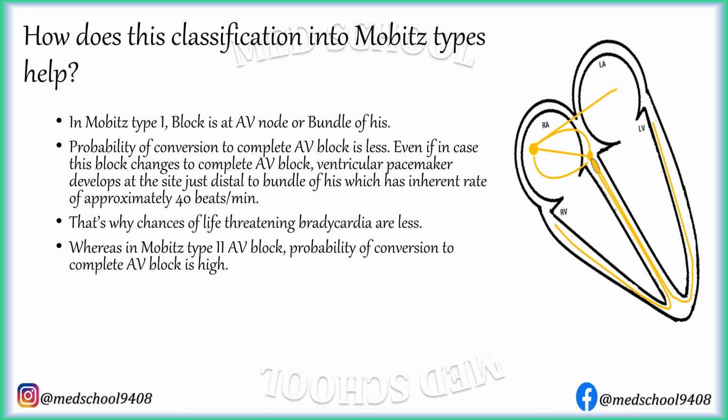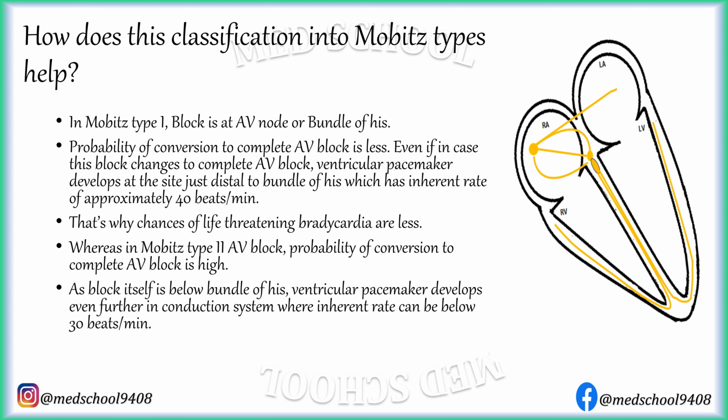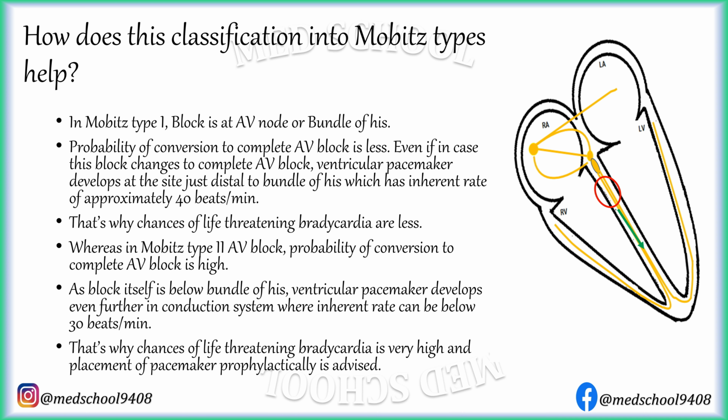Whereas in Mobitz Type 2 AV block, probability of conversion to complete AV block is high. As block itself is below bundle of His, ventricular pacemaker develops even further in conduction system, where inherent rate can be below 30 beats per minute. That's why chances of life-threatening bradycardia is very high and placement of pacemaker prophylactically is advised.